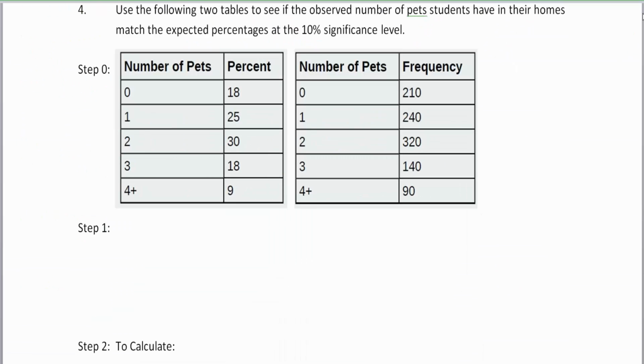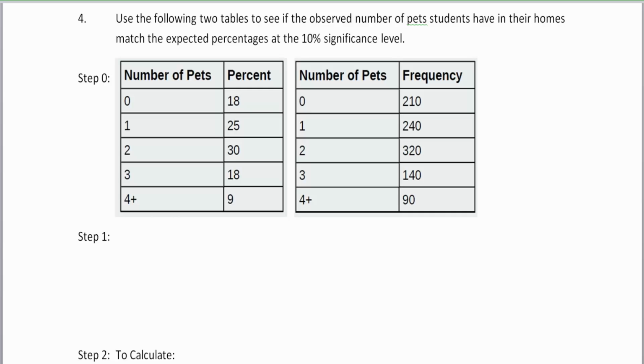And this would be a good problem to maybe pause the video and see if you can try it yourself. We've got 2 tables that has observed number of pets students have in their homes matched to the expected percentages. Let's see if we can see if these percentages are correct at the 10% significance level. Okay, so if you try this on your own, in step 0, our big concern is to figure out where's the observed, where's the expected.